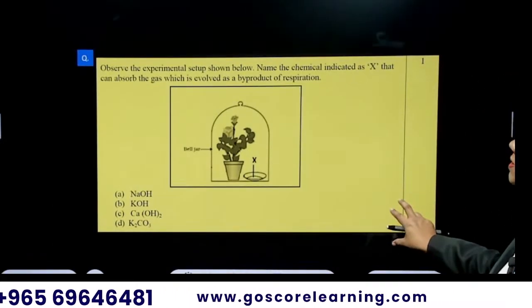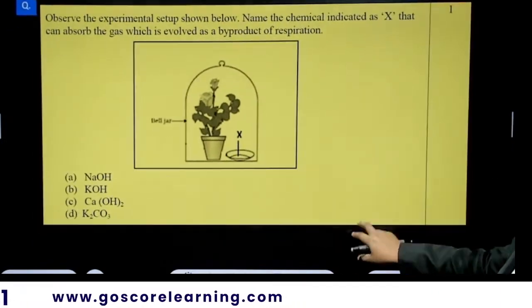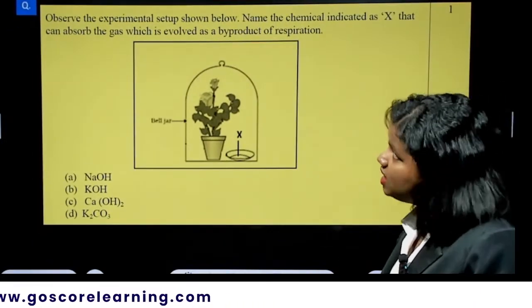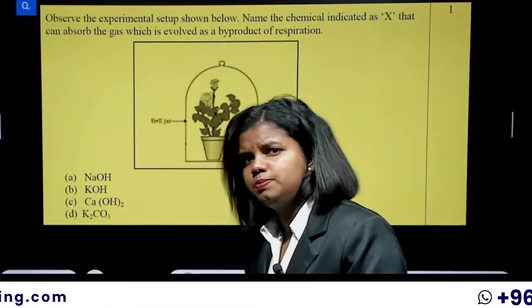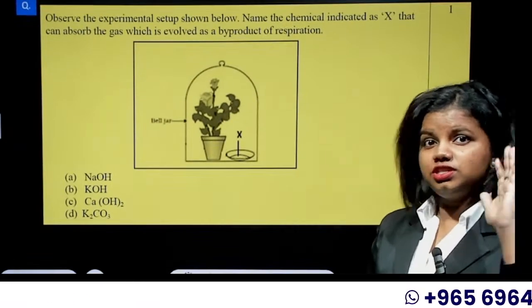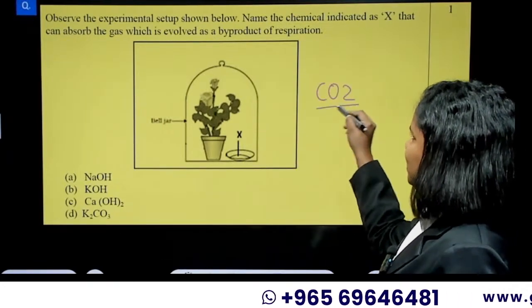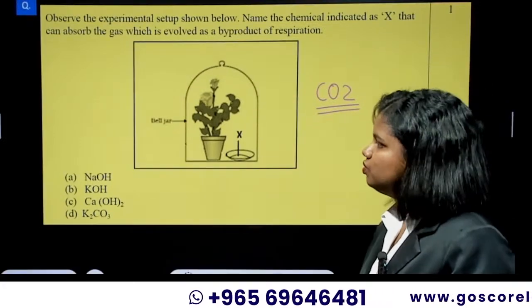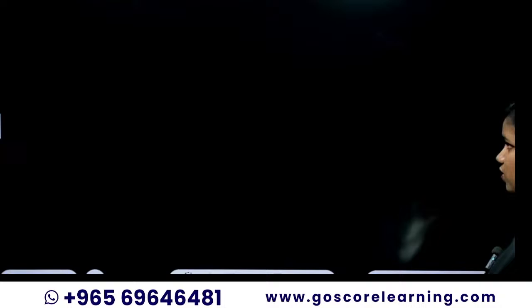And then observe the experimental setup shown below. Name the chemical indicated as X that can absorb the gas which is evolved as a byproduct of respiration. So respiration takes in oxygen and gives out CO2. So the byproduct is going to be CO2, and a chemical which can absorb that CO2 is definitely going to be KOH. So here the X is KOH.